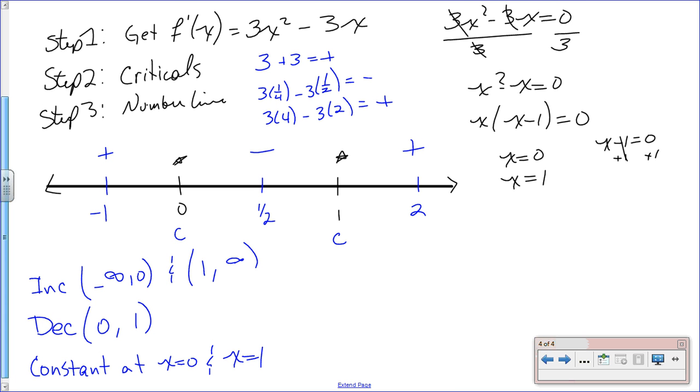So there you have it. That is how you find increasing and decreasing intervals, and how you can use your derivative to tell where a graph is increasing, decreasing, or constant. So you no longer have to graph an equation to figure out the intervals where it's increasing, decreasing, and constant.